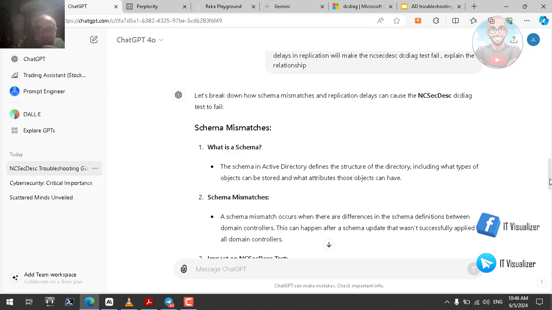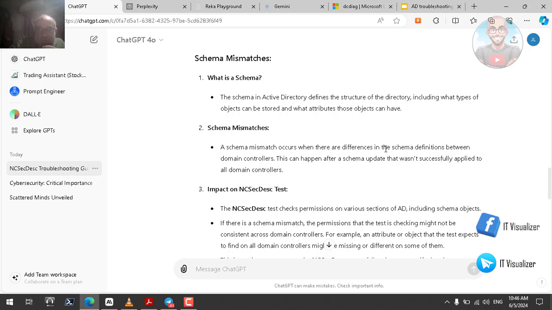Okay, what will happen if we have a mismatch? A mismatch occurs when there are differences in the schema definitions between domain controllers. So a domain controller has a schema different from the other one. It should be unified across the whole forest. They should have only one schema, and it should be the same on all of the domain controllers in the forest. Okay, this can happen after a schema update that wasn't successfully applied to all domain controllers, or the replication of the schema update didn't reach all of the domain controllers.